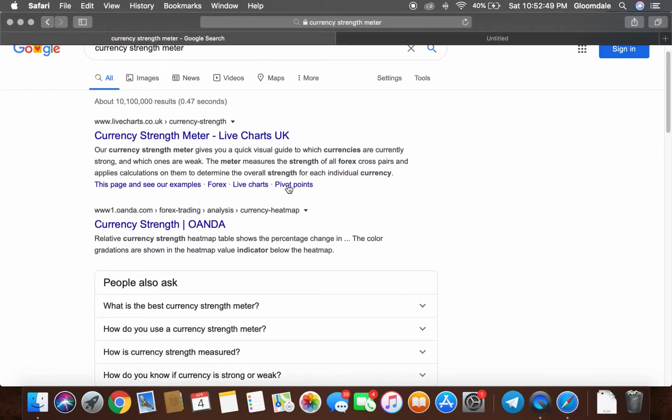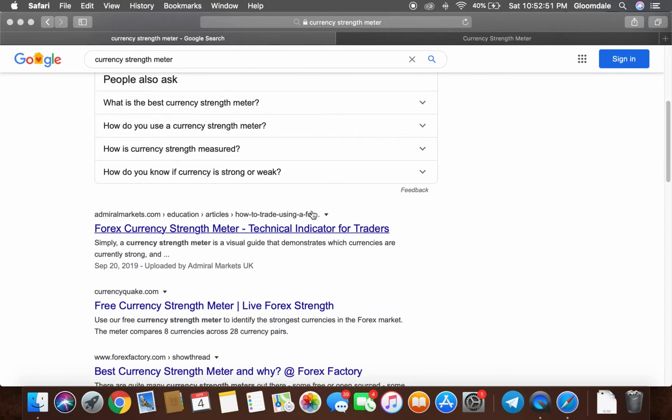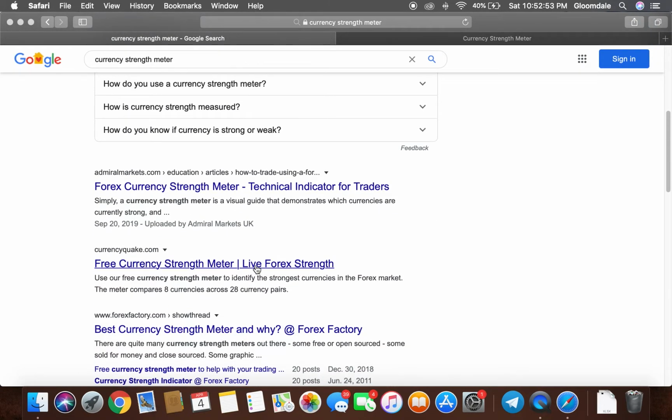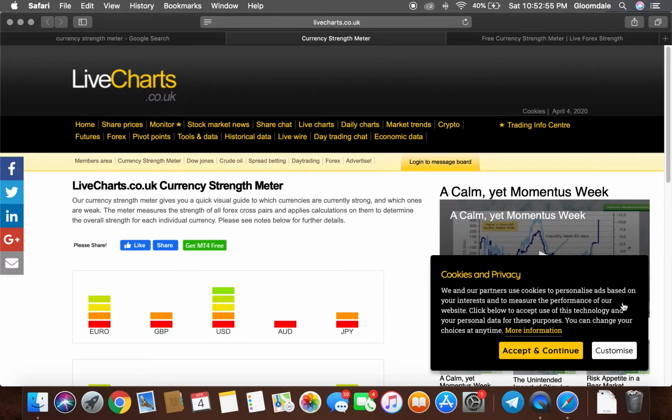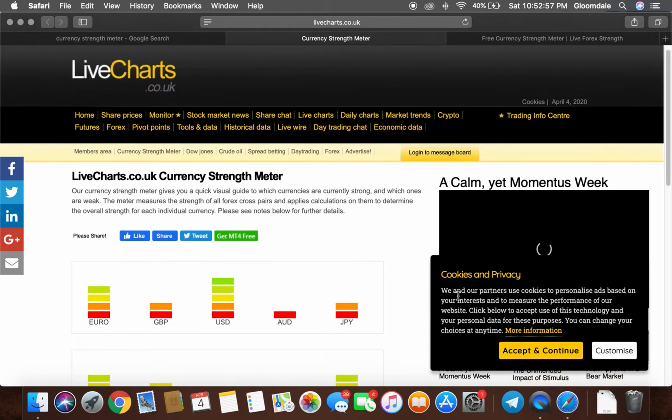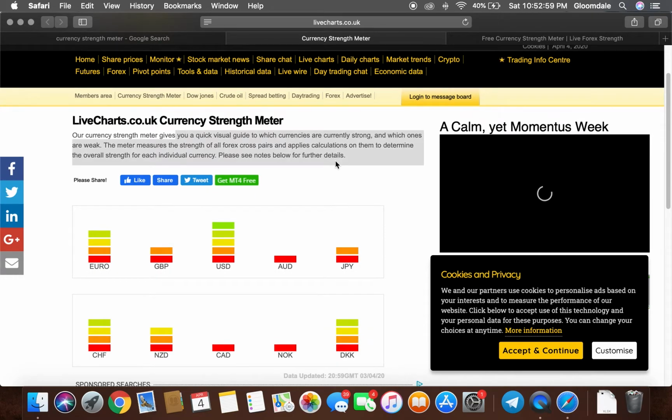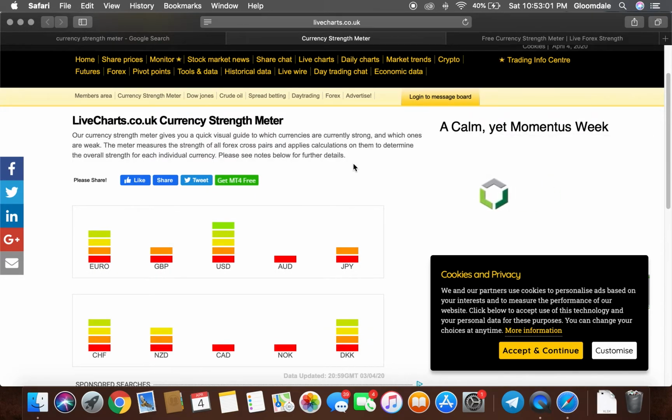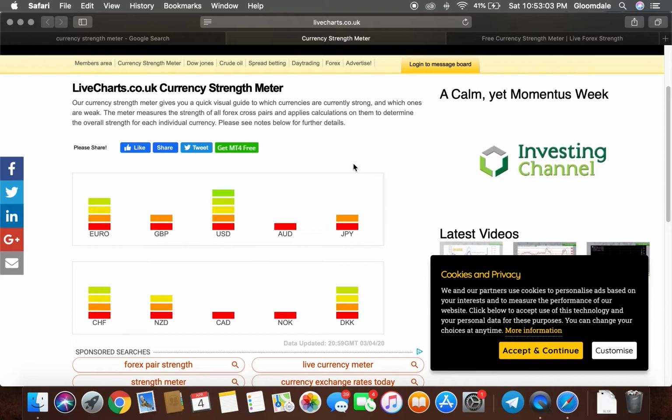And there's this one here by Live Charts. It's a really popular one. Okay, and then there's other websites like Currency Quake as well. But basically, this is what I like to use in the morning, or whenever I'm about to take my trade. I will come on here for extra confluence.